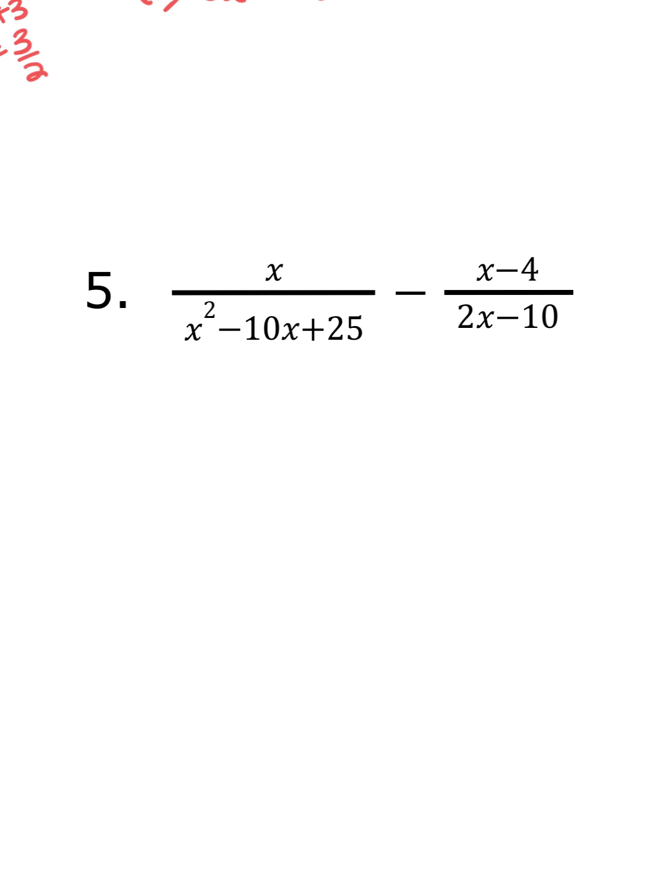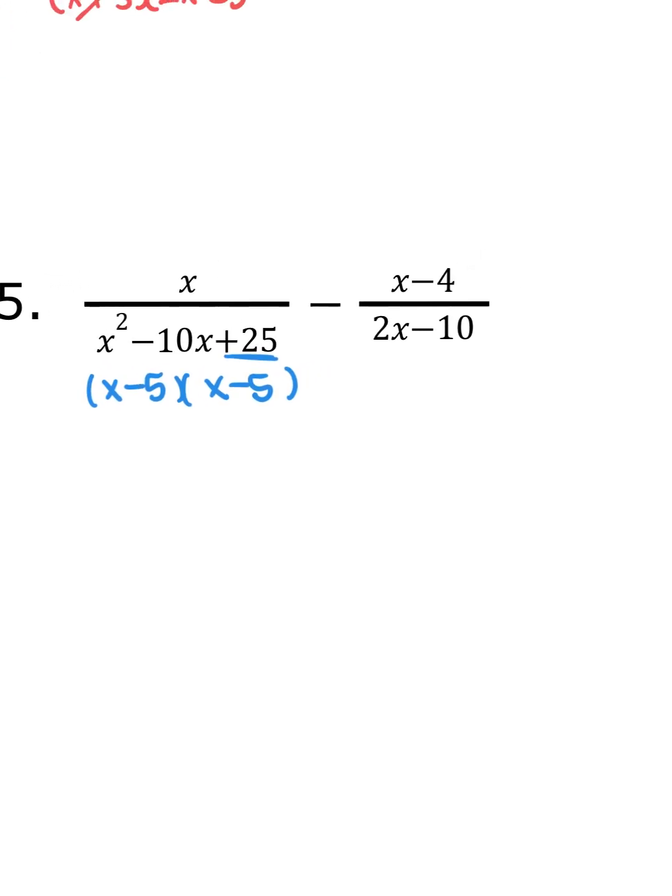So I'm looking at the denominators. The first one I know I can factor because it's something x squared. So looking at 2 numbers that multiply to 25, add or subtract to 10. So I'm going to get x minus 5, x minus 5. Because they are multiplying to a positive, I know that both of them have to be positive or both of them have to be negative. And then the middle term will tell me what that sign is going to be. If I look at the bottom of the second one, they don't have an x squared, but they have a GCF. So it's going to be 2x minus 5.